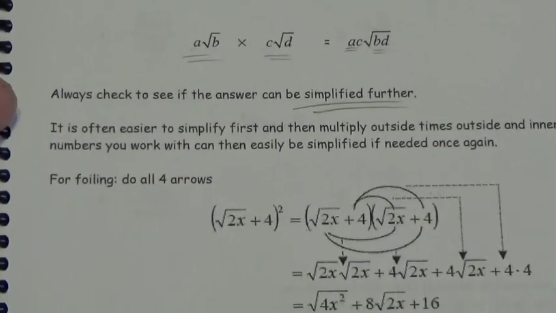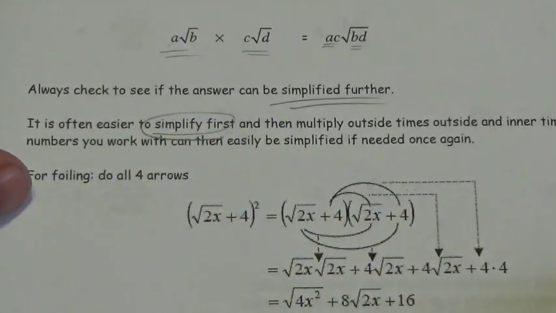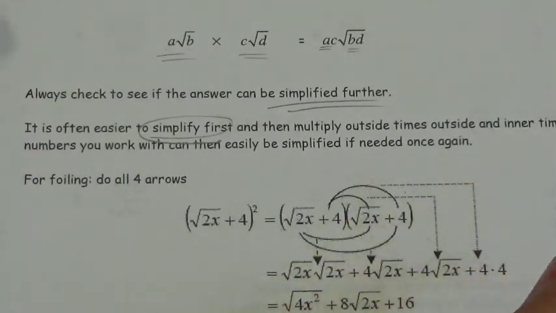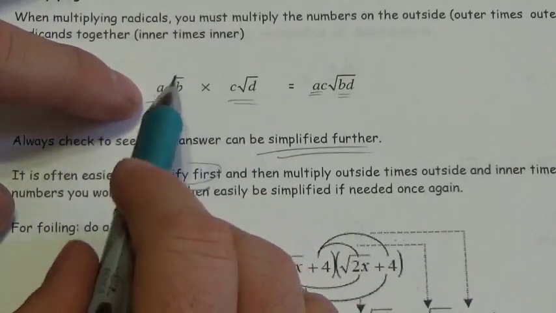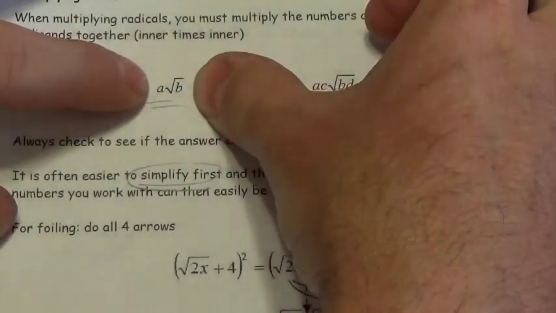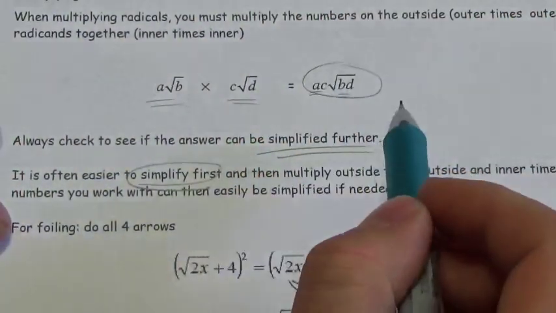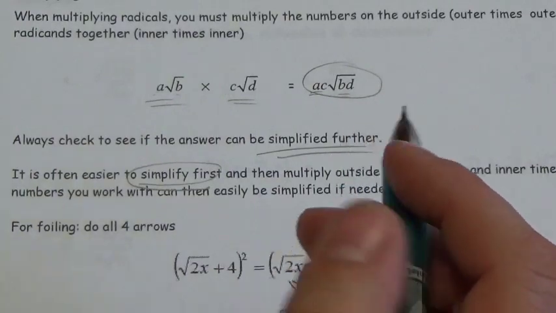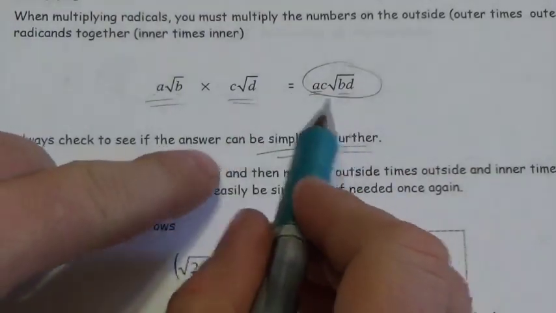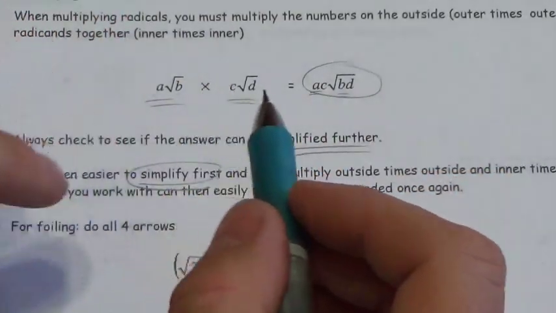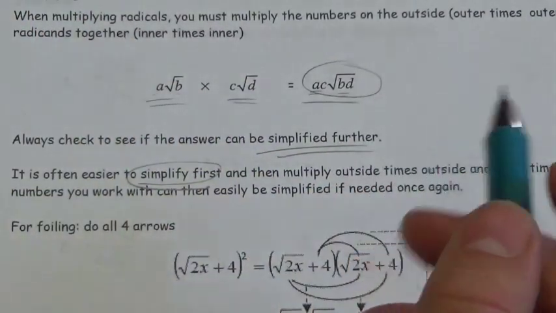Now, just like it says here, it's often easier to simplify first and then multiply the outside times the outside and the inside times the inside. So in other words, if you've got two different radicals multiplying together, oftentimes it would be easier if you simplified that, and then multiplied together, and then tried to simplify the result here. I know it sounds like a lot of simplification, but if you do it like that, you're very likely going to create a solution at the end here that's much easier to work with. If you don't, sometimes these numbers get quite big and they get awkward to simplify.